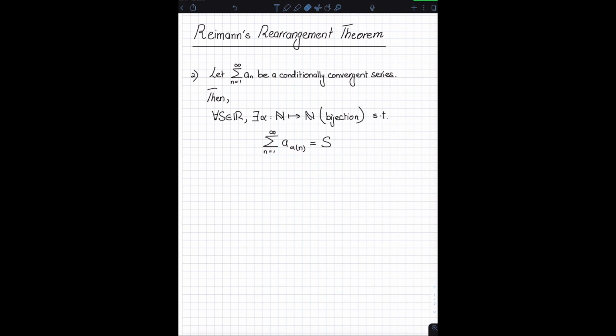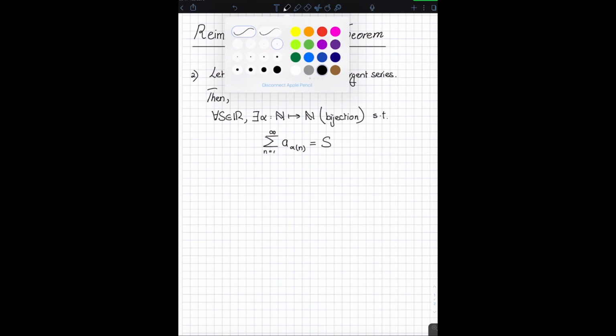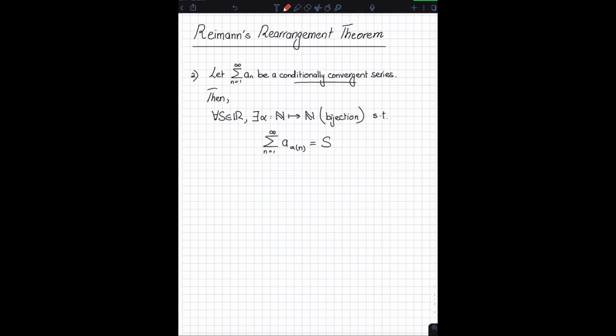Okay, so first of all, let's just see what the theorem says. The second part of the theorem says: let the summation from n equals 1 to infinity of a of n be a conditionally convergent series. So what does it mean for a series to be conditionally convergent? There are two ways you can think of it, both of which are equivalent. They essentially mean the same thing.